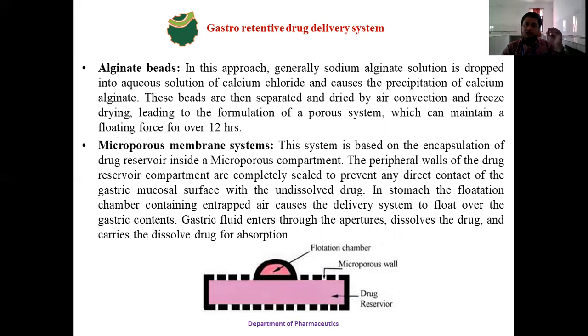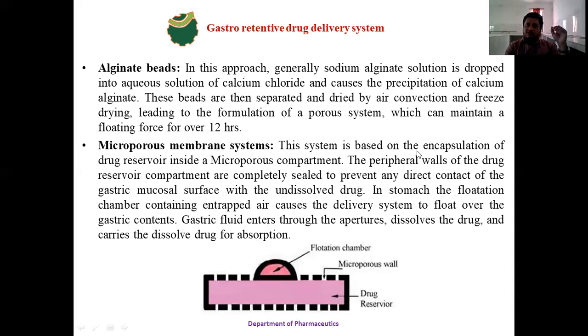The last one is the microporous membrane system. The microporous membrane system is one of the systems where there is a flotation chamber, or floating chamber, and a membrane. You can see in the diagram, there is a microporous wall, meaning small pores will be there. Inside there will be a drug reservoir, and the total system has one flotation chamber, and because of the flotation chamber, the total system will float in the gastric fluid.